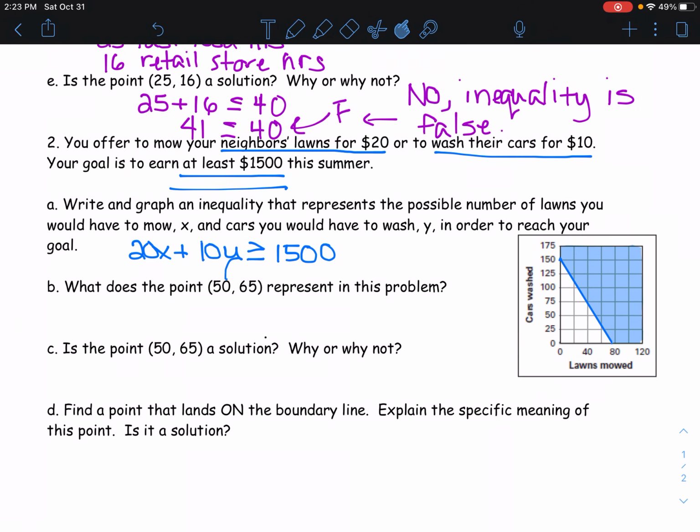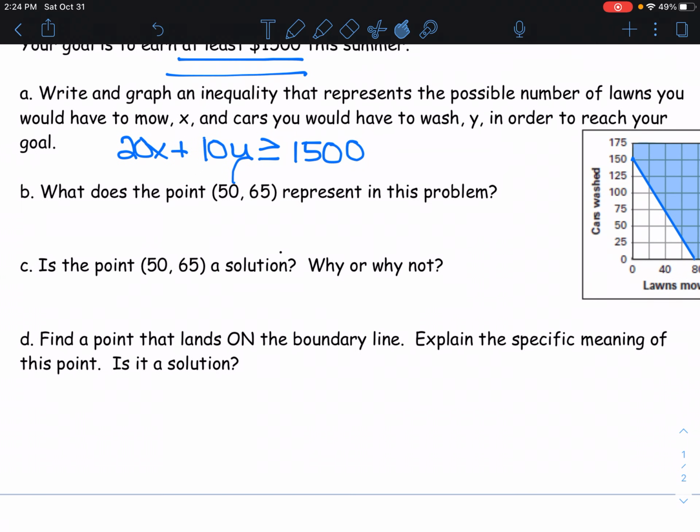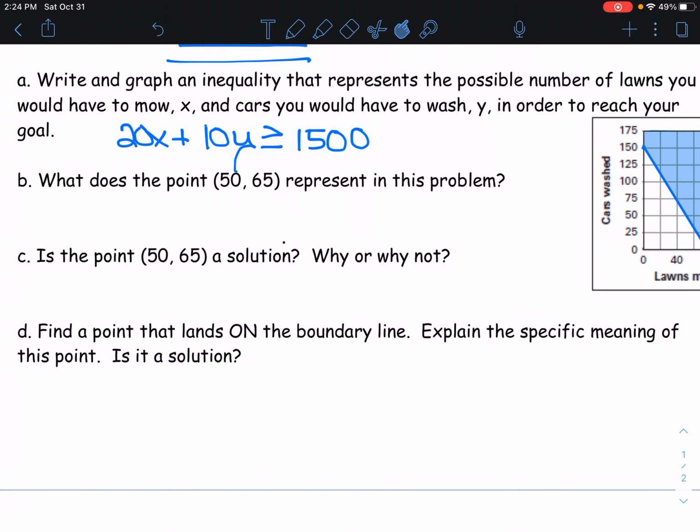All right, what does the point 50, 65 represent in this problem? So 50 would be the number of lawns mowed, that's my X, and 65 would be the number of cars washed. Okay, so there we go, that's part B. Is the point 50, 65 a solution? Why or why not?